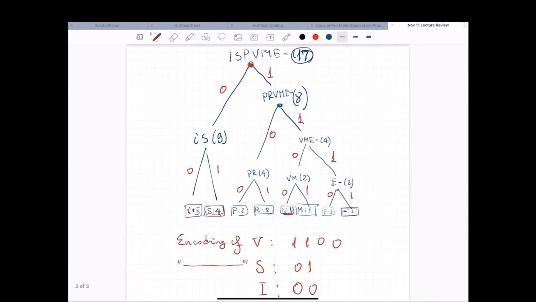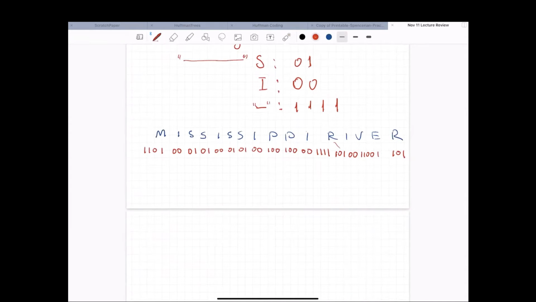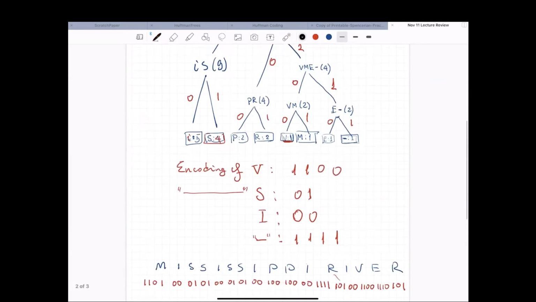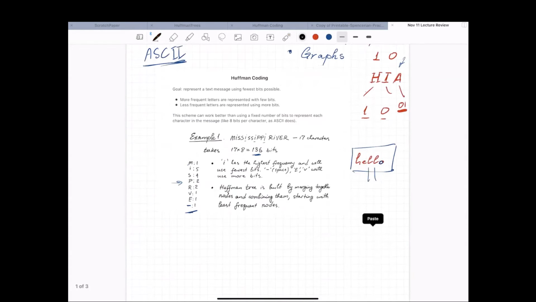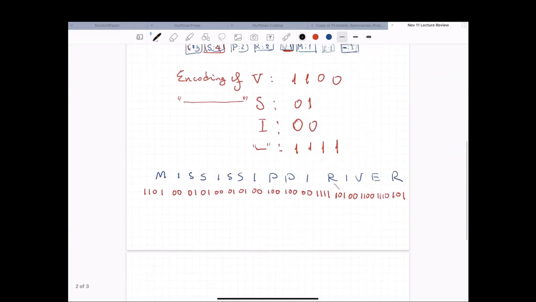So help me out. What's the representation of E? Make sure that people are not sleeping, because everyone understood, and now people are taking a nap, right? 1, 1, 1, 0, right? 1, 1, 1, 0. Anyway, how many bits did it take me to represent this? It's clearly not 136 bits. It's clearly fewer.